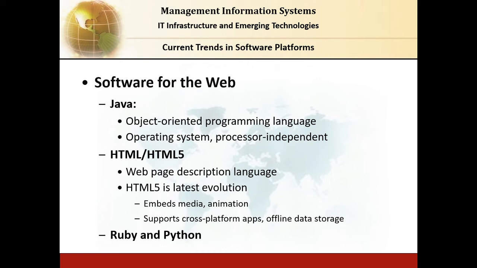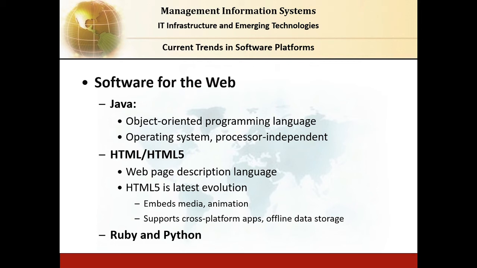Then we have software for the web. So, we have the Java, or yung object-oriented programming natin. So, sa ngayon, ang object-oriented programming na ginagamit natin is C#. Then, operating system, processor, independent. Meron din tayong HTML or HTML5. So, kapag third year na kayo, diyan na nyo maabutan yung web application. So, diyan gagawa kayo ng web page.